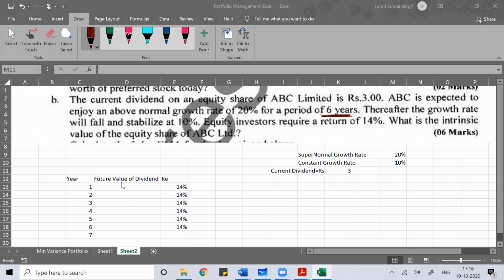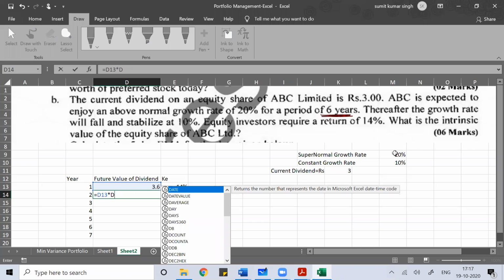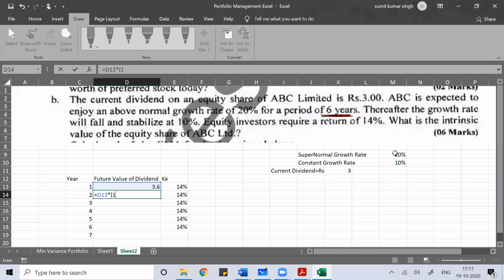So future value of dividend. How will you find it? The future value of dividend is the current dividend into 1 plus the supernormal growth rate. This is growing for how many years? 6 years, no? You can find it on a year on year basis, or you can directly do this. So I can do this into 1 plus the supernormal growth rate, year on year basis like this.